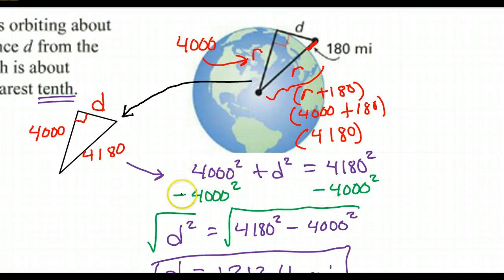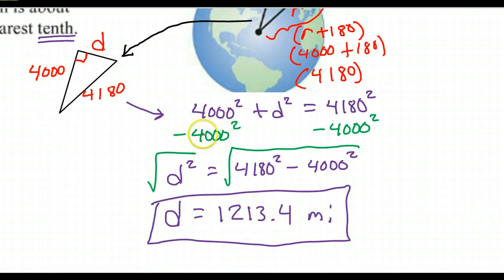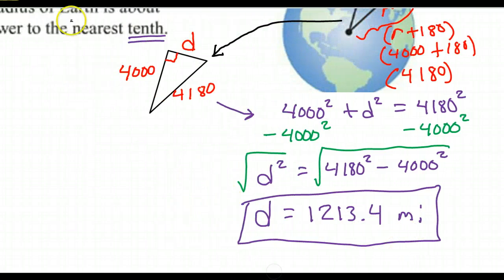Now, rather than squaring this and getting these huge numbers to write down, I find it easier to leave it as 4,000 squared and just subtract that from both sides. So that will give me 4,180 squared minus 4,000 squared. And then I just take the square root of both sides, and you can put this entire expression into your TI-30XS MultiView. And you should get 1,213.4 miles. Now, I put 0.4 because they said the nearest tenth, that's 1 decimal place.